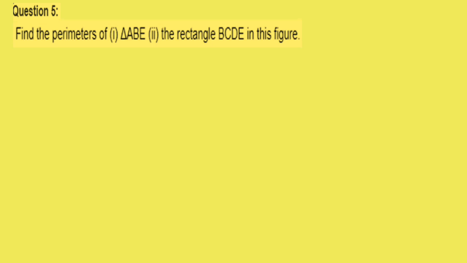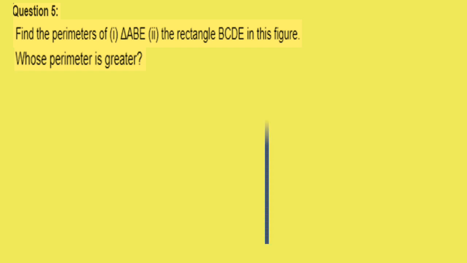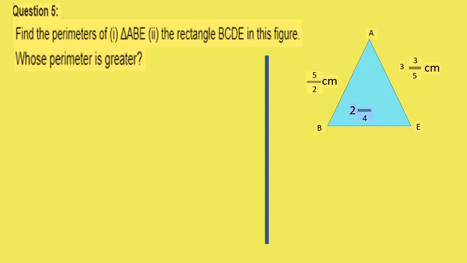Let's see the question. Question number 5. Find the perimeters of triangle ABE and the rectangle BCDE in this figure. Whose perimeter is greater? So here is the figure, triangle ABE. The dimensions are 5 by 2 centimeter, 3 by 5 centimeter and 3 by 4 centimeter.